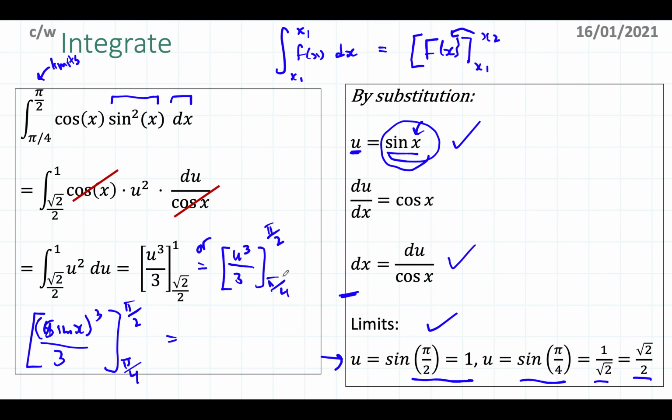So if you want to avoid changing the limits, you're going to have to bring back the substitution in the end. So this is how you'd integrate with sine and cosine. Obviously, the questions will get more complex, but the best method you want to use for sine and cosine integration is by substitution. And remember to change everything, the limits, the dx, and so on when you're integrating.